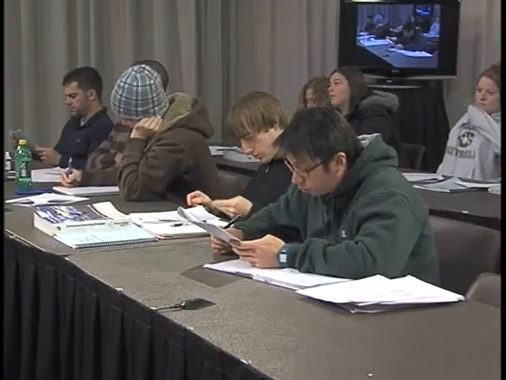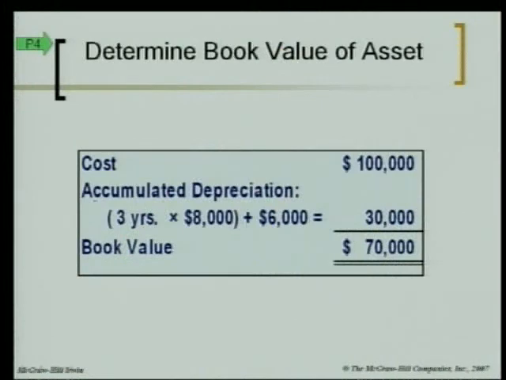Okay. Let's look at the slide here. Another way of looking at that last example of why it is a loss is you can analyze what the book value is at the disposal date. The book value is $70,000. And we sold it for how much?